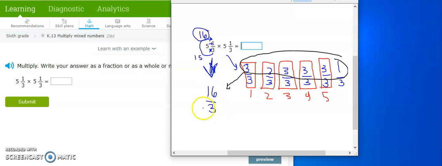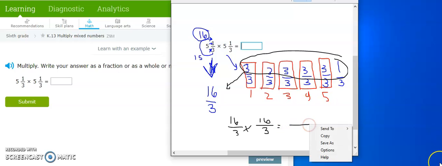So going back to my original problem, 5 1/3 times 5 1/3 is the exact same number as 16 over 3 times 16 over 3. Now I'm just going to do what I normally do for a fraction and straight multiply those numbers across. Remember that when I'm adding or subtracting fractions, I would keep the denominator the same, but that is not the case when I am multiplying.